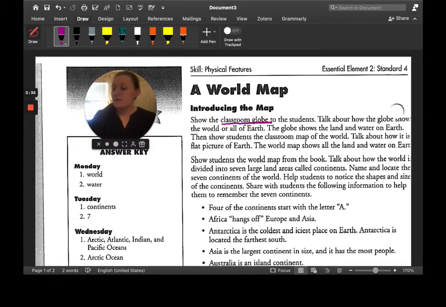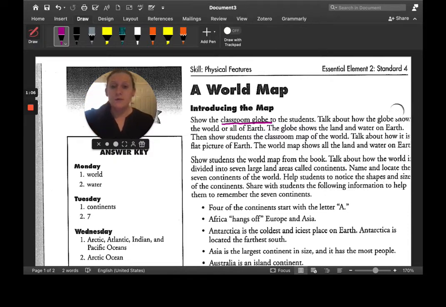All right, so here is what a globe looks like. It is 3D and we can spin it. This shows us all the continents and land that we have on Earth, along with all of our oceans and seas. And so this is one way that we can look at a type of map.